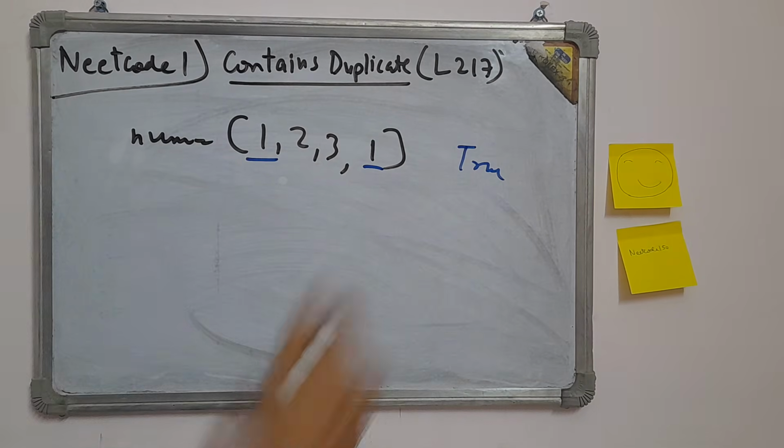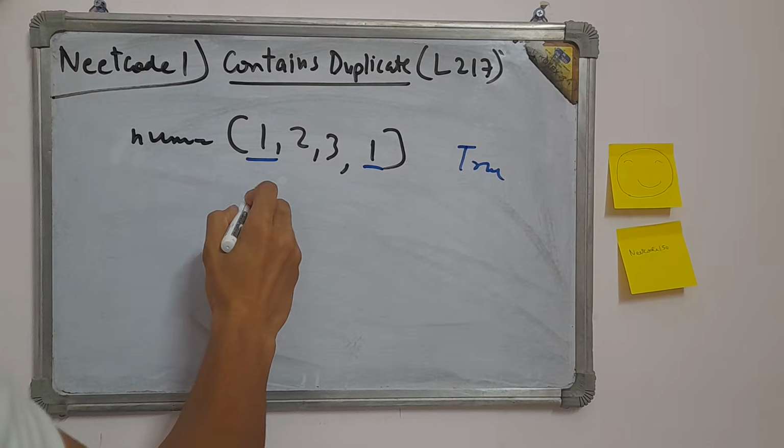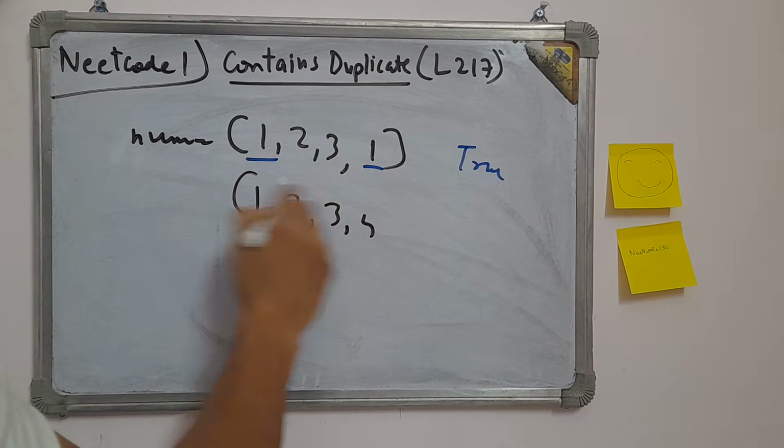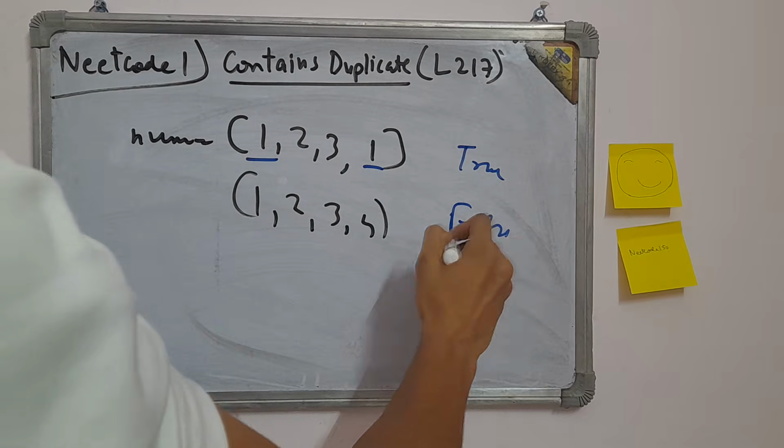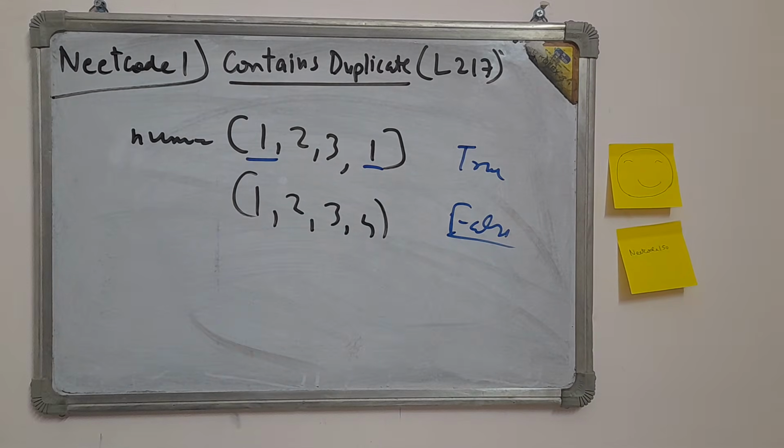So we return true. Now let's take another example. Simply the counter example, 1, 2, 3, 4. Every element is distinct, so we return false, as there is no duplicate here. Okay. So how to solve it?